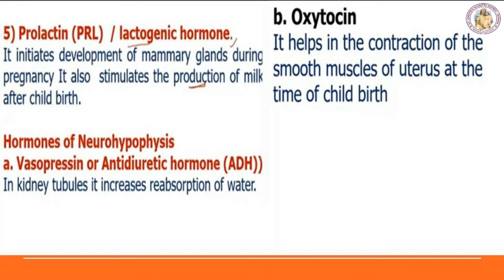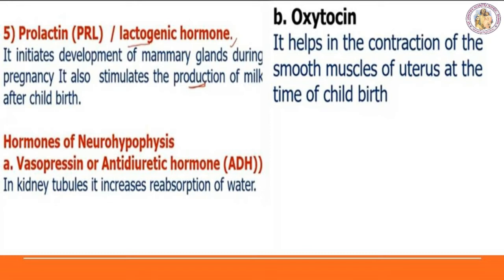Hormones secreted by the posterior lobe of the pituitary. That is, the hormones secreted by the posterior pituitary are vasopressin or antidiuretic hormone, and the second one is oxytocin. First one is vasopressin. In the kidney tubules, it increases the reabsorption of water. It reduces the loss of water through urine. Deficiency of ADH reduces the reabsorption of water, and this deficiency disorder leads to diabetes insipidus.